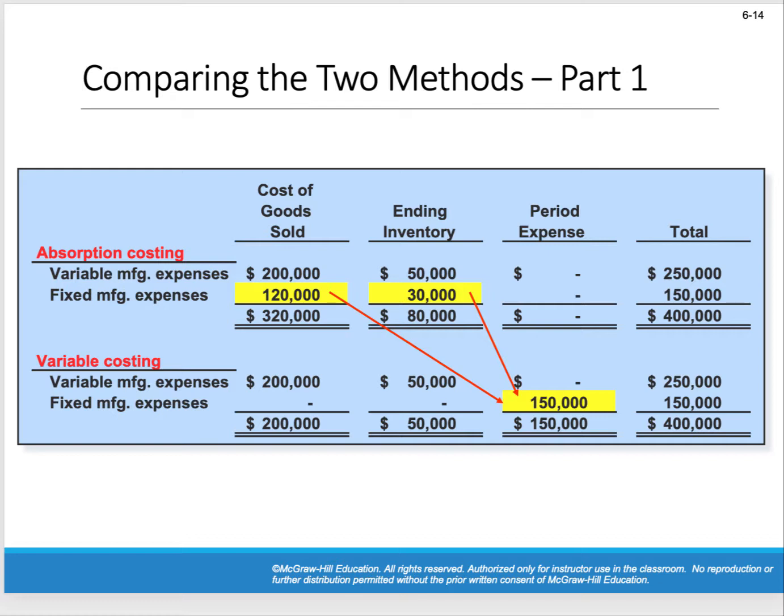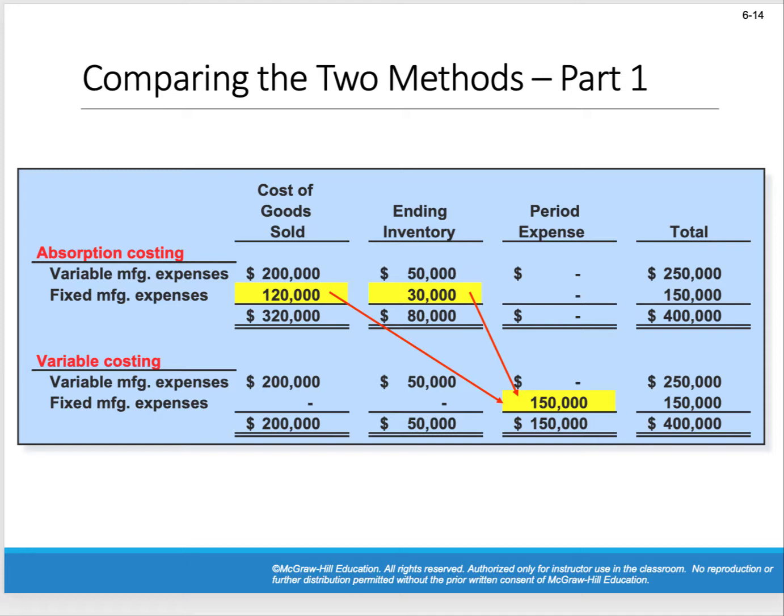Under variable costing, we say, you know what? Variable costing only includes variable manufacturing overhead as part of its product cost. What happens to those fixed manufacturing overhead costs under variable costing? Well, they become part of our period cost. They are expensed as soon as they're incurred.